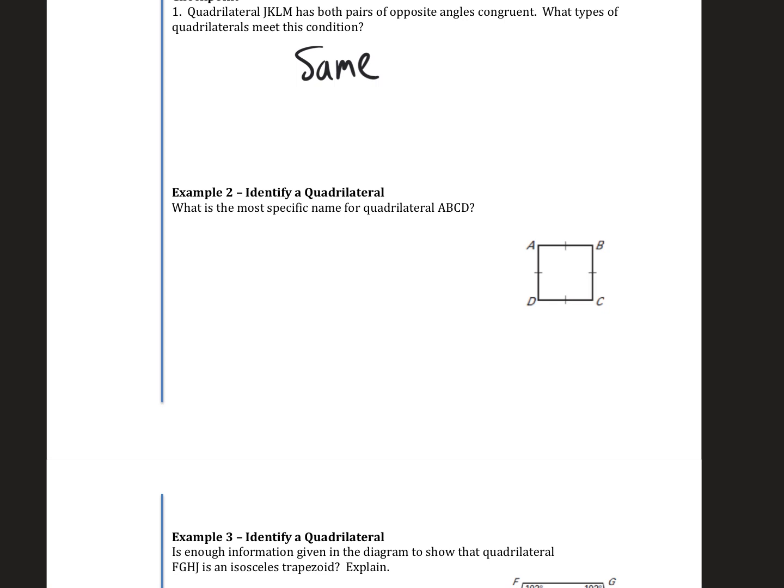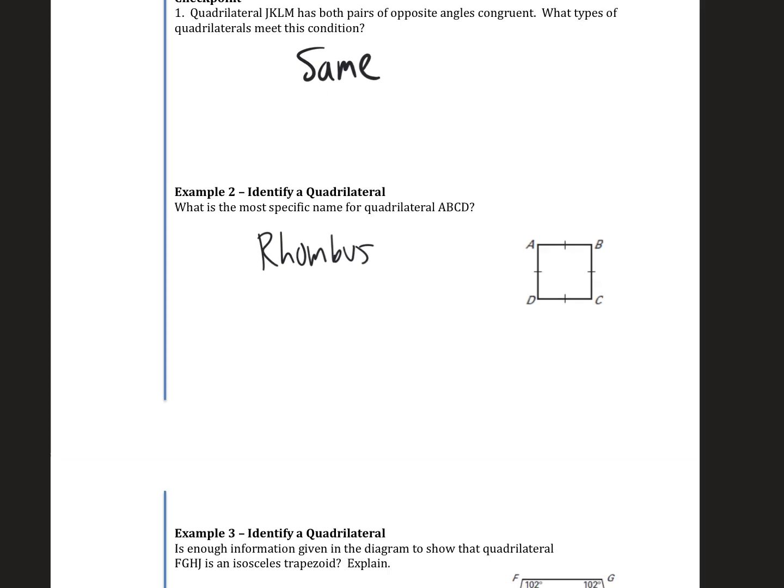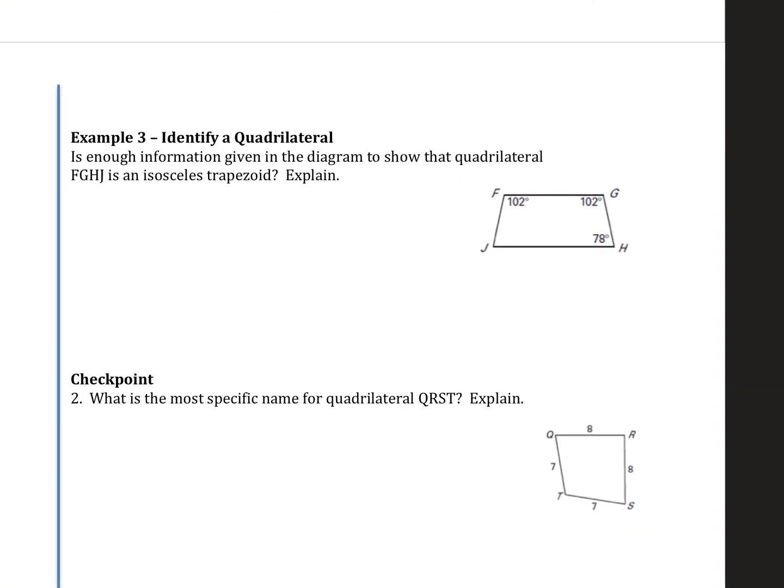All right, sounds good. Example 2, what's the most specific name for the quadrilateral ABCD? So it looks like we have 4 sides congruent. That's all we know about the shape. See if you can figure it out. The only shape that has 4 sides congruent is a rhombus. This is a rhombus. It looks like a square, but we need a square to also have rectangle properties, which means that all angles are right angles. We don't know that.